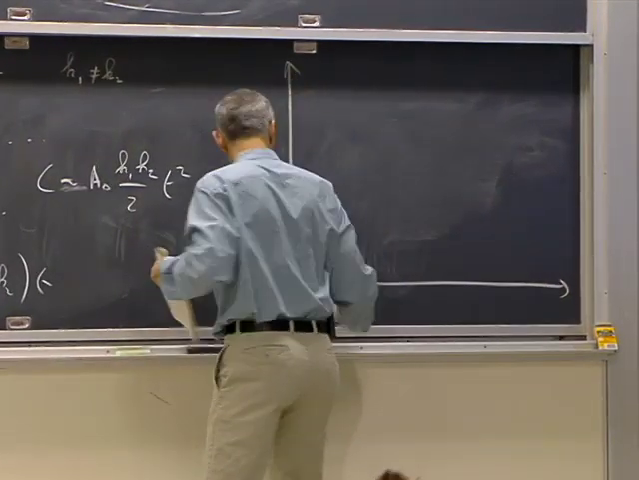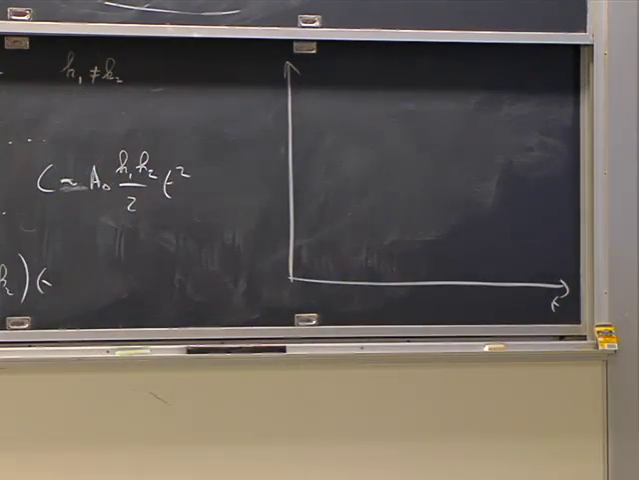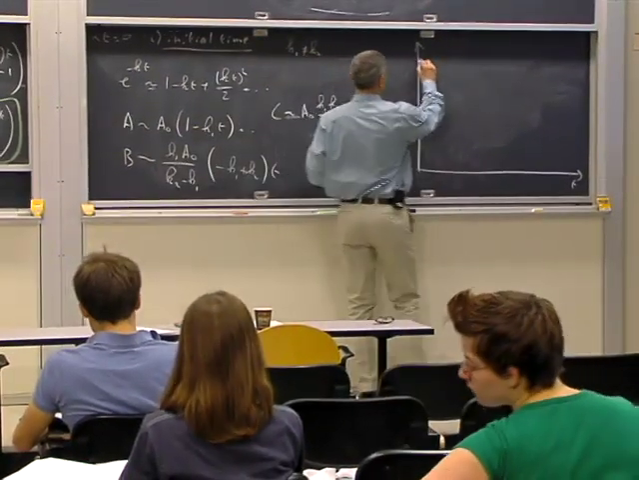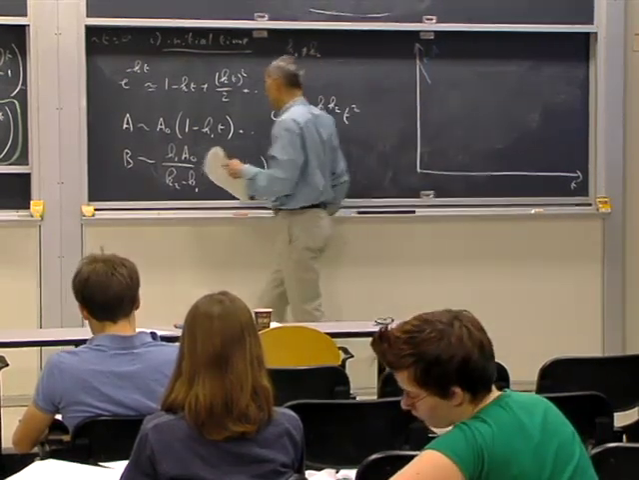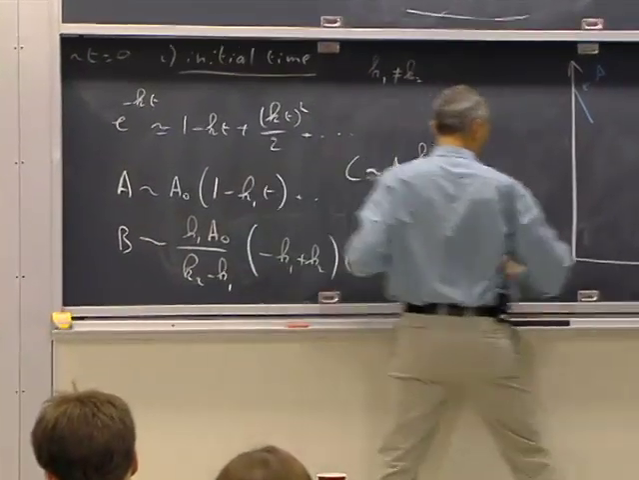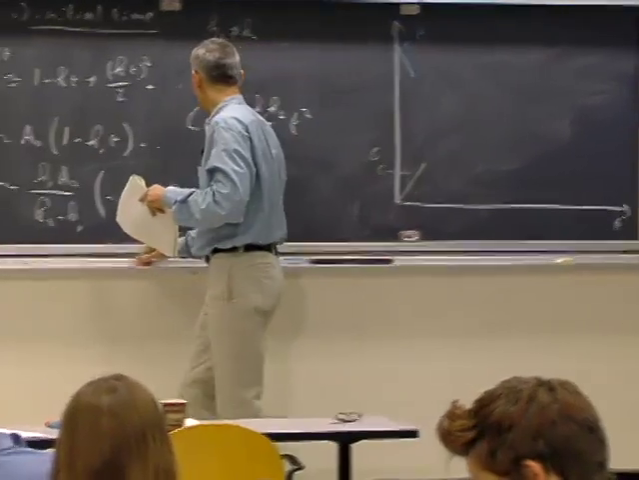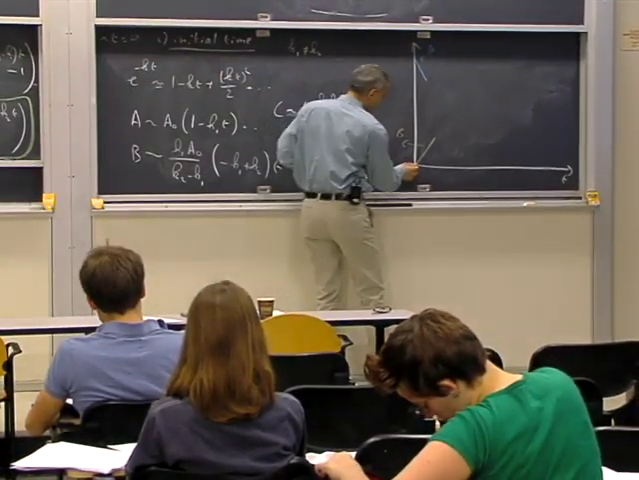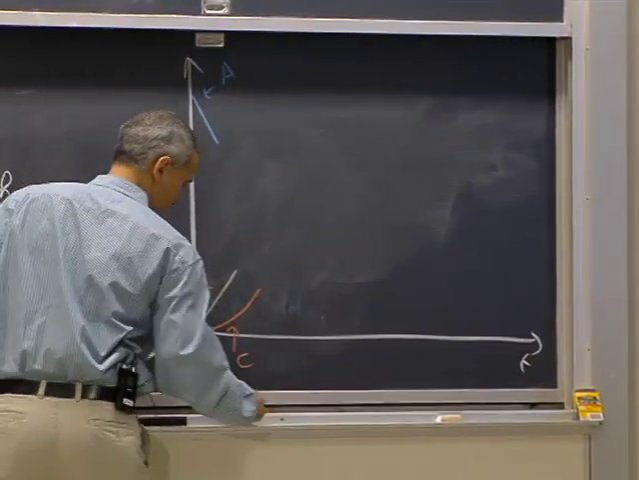So we have the concentrations and time on the axis here. Let's start with the concentration of A. A is dropping down linearly in time. B is increasing linearly in time at the beginning, so B is going up linearly in time like this. And C is increasing quadratically in time, so it's pretty flat coming up first, and then it starts to curve up.